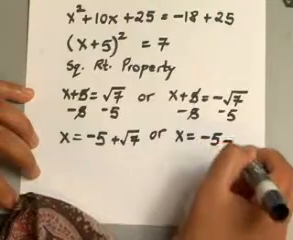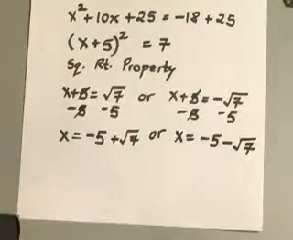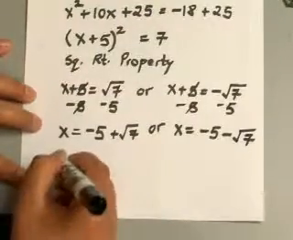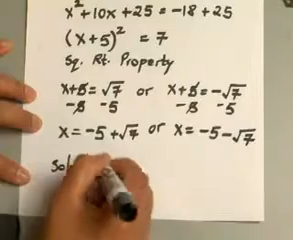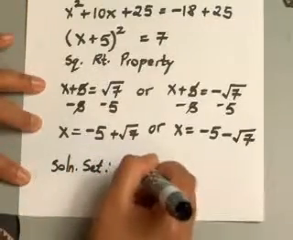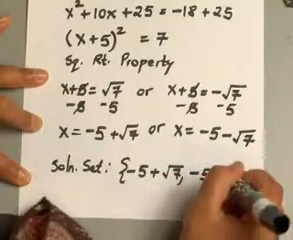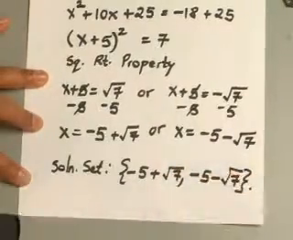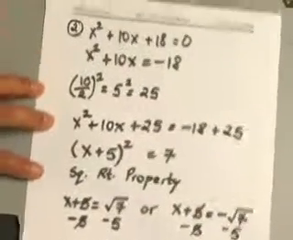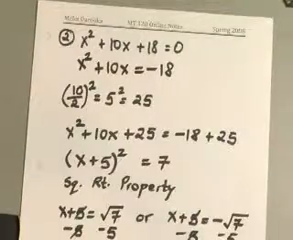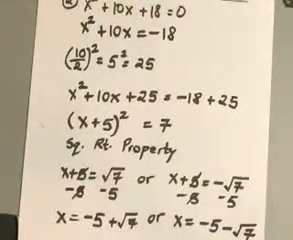Same thing on the other side, move your 5 over, and you will have x equals -5 minus square root of 7. And again, if you like, check your answers in the original equation, and your solution set for this equation is going to be -5 plus square root of 7, or -5 minus square root of 7. Okay, so that's the solution to your original equation, which is x squared plus 10x plus 18.